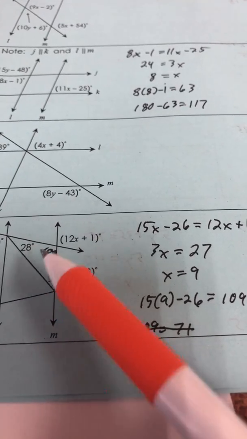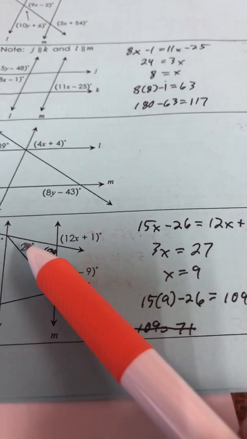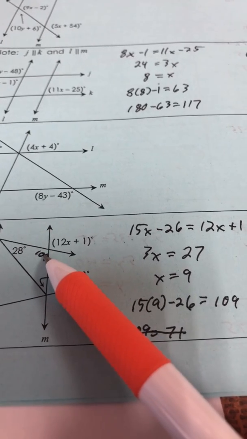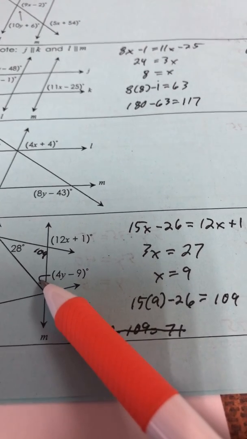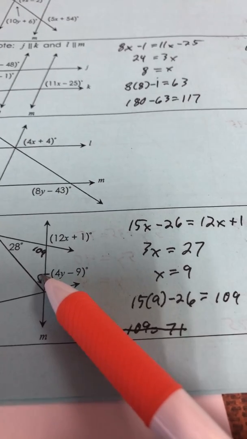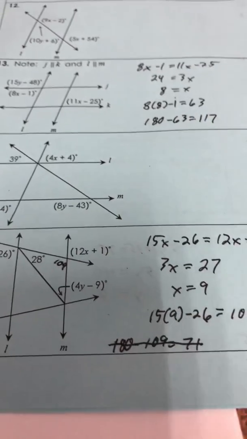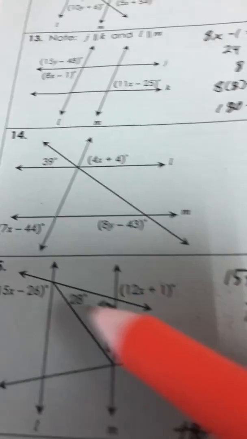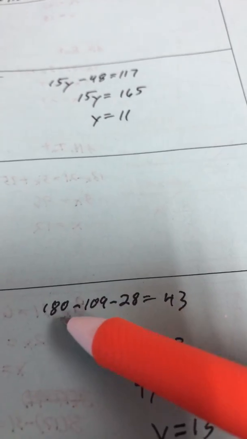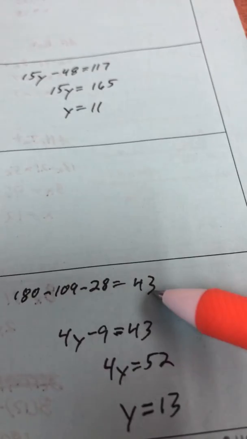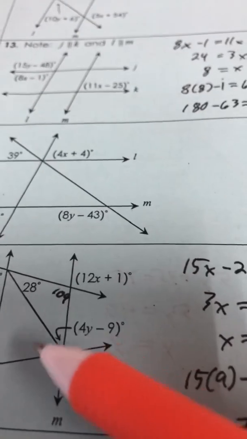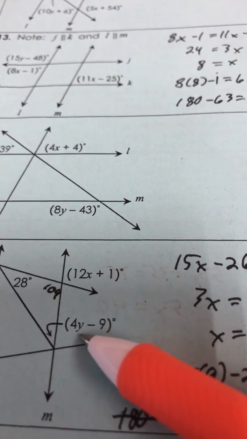So notice that I have a triangle here. I know this angle is 28. Now I know this one's 109. I just need to figure out what this angle is. So if you remember that the sum of all the interior angles in a triangle is 180, you could take 180 minus the 28 and the 109. 180 minus 109 minus 28 leaves me 43. So I know this angle here is 43, so I could solve for y now.